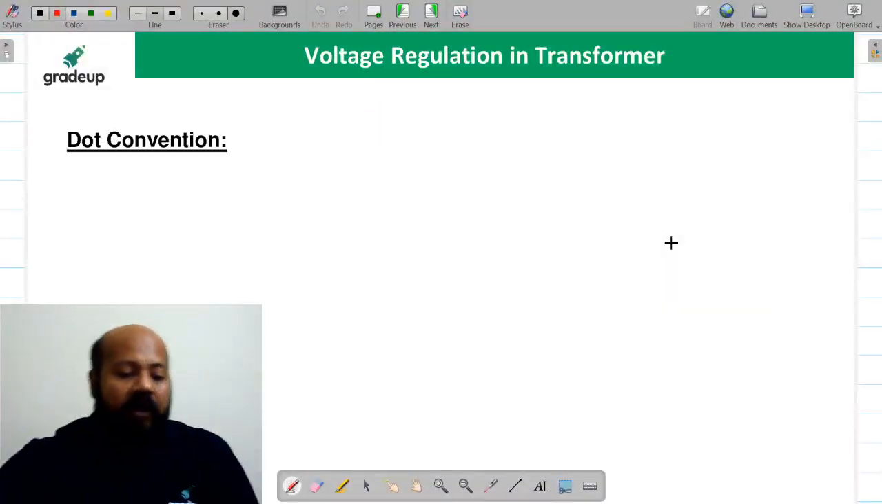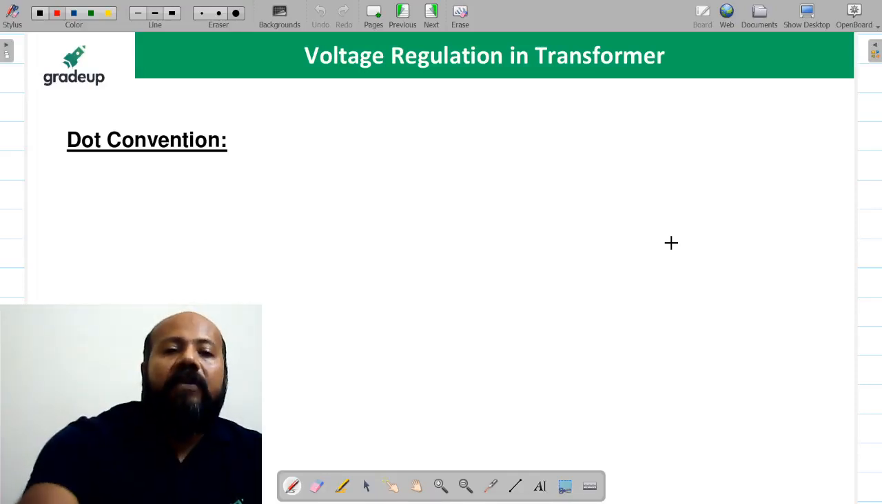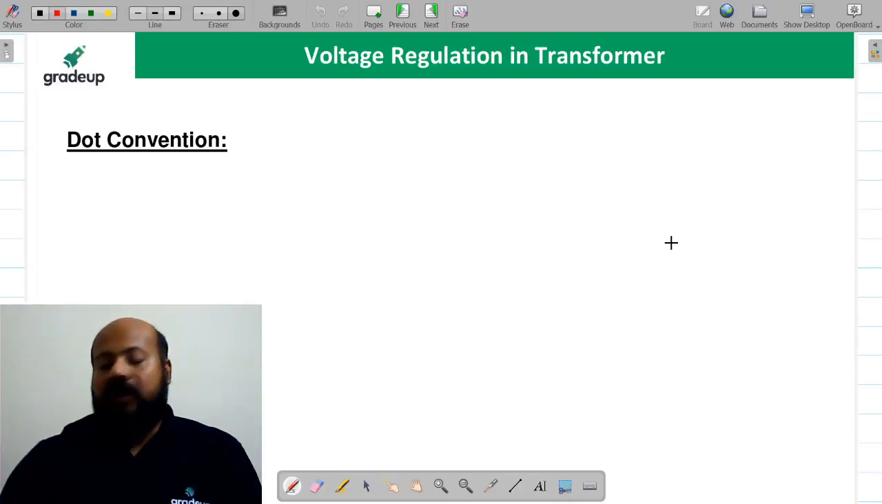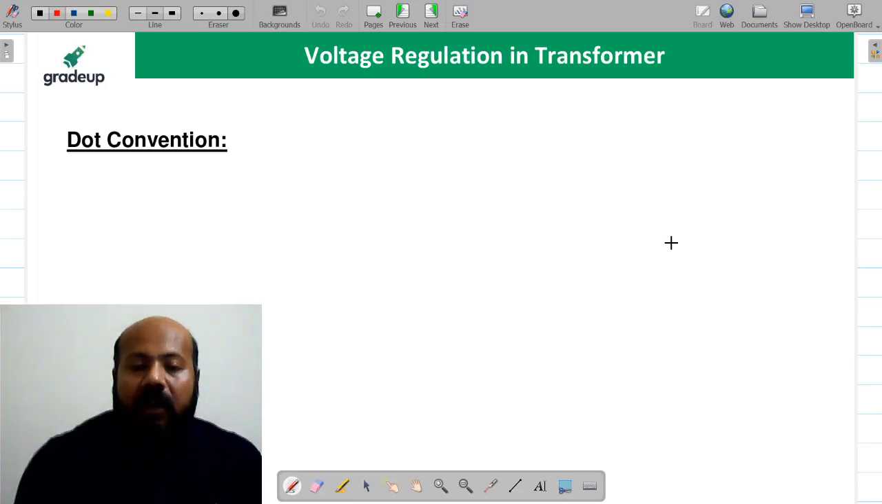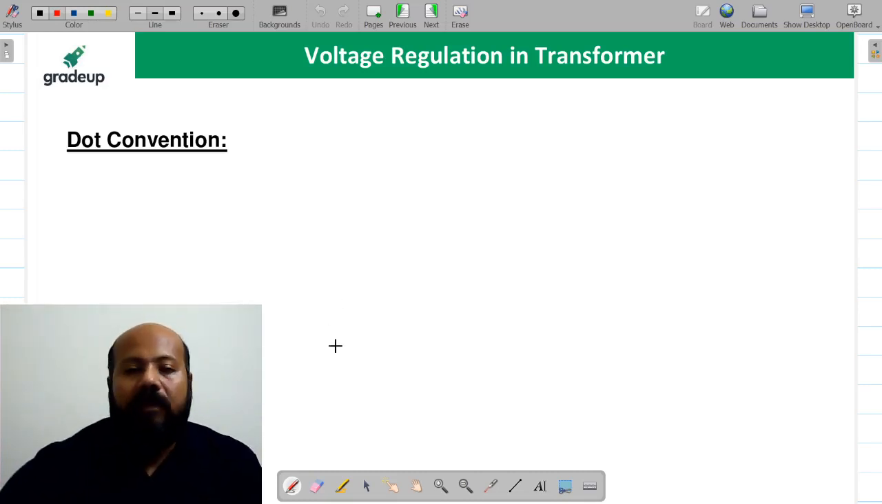These are the important points I wanted to cover here. Now we are going to start with the transformer. First you have to understand what is the dot convention. I hope it is clear to all of you.